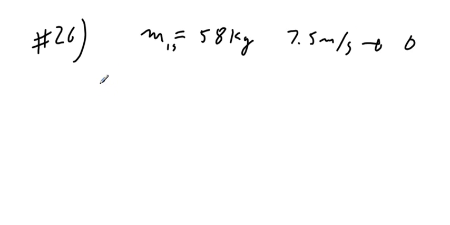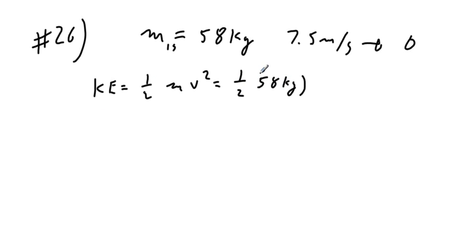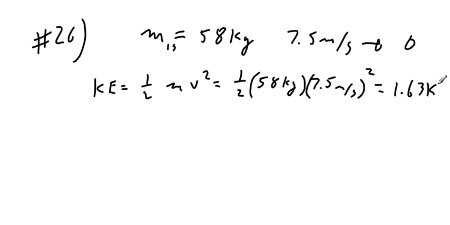Okay, so we're going to want to find the kinetic energy of this ice skater before we start. So that's 1/2 mass velocity squared, 1/2 times 58 times 7.5 meters per second squared. All right, and then we'll come up with that number and just set it aside. 0.5 times 58 times 7.5 squared, so I'll call that 1.63 kilojoules. Okay, so that's the kinetic energy.